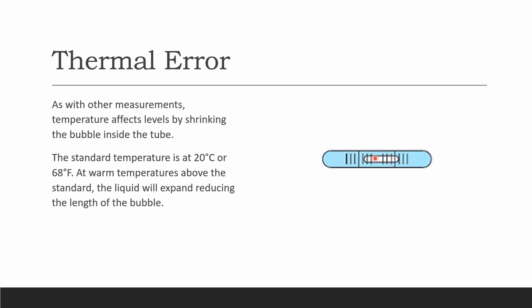Since the bubble is inside of a fluid-filled tube, we can have thermal error. Thermal is nothing but your heat and temperature error. As with other measurements, temperature is going to affect levels by shrinking the bubble inside the tube. The standard temperature is 20 degrees Celsius or 68 degrees Fahrenheit. At warm temperatures above the standard, the liquid will expand, reducing the length of the bubble.